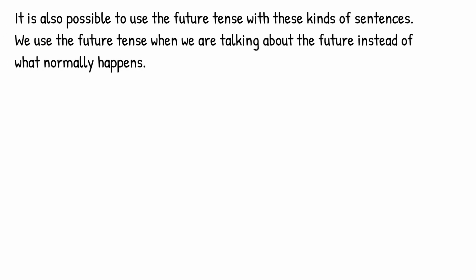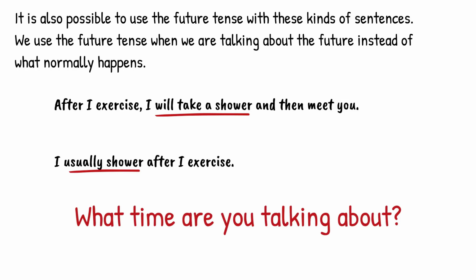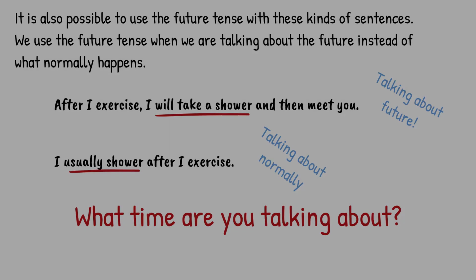With these kinds of sentences, it is also possible to use the future tense. We use the future tense when we are talking about the future instead of what normally happens. Here are some examples. After I exercise, I will take a shower and then meet you. I usually shower after I exercise. The difference is what time you are talking about. Are you talking about the future? Or are you talking about what normally or usually happens?